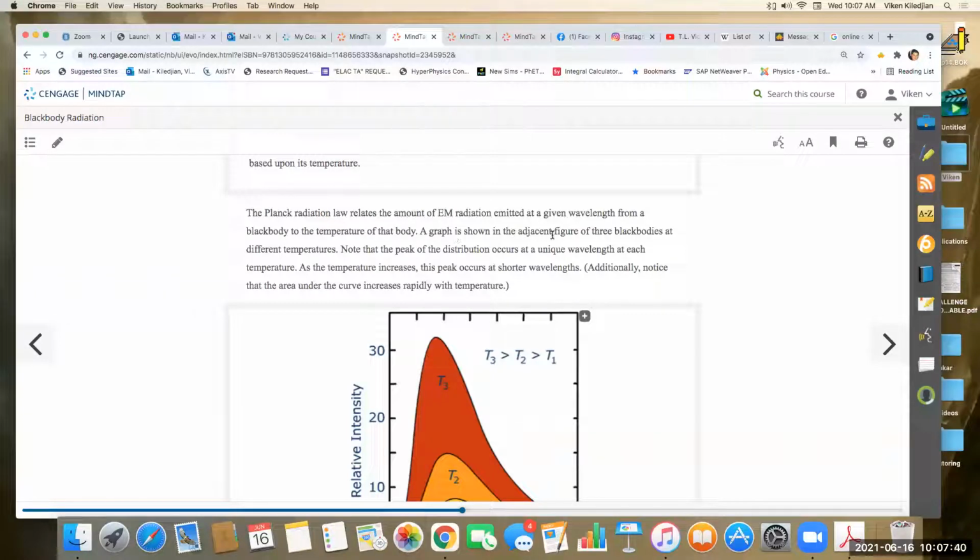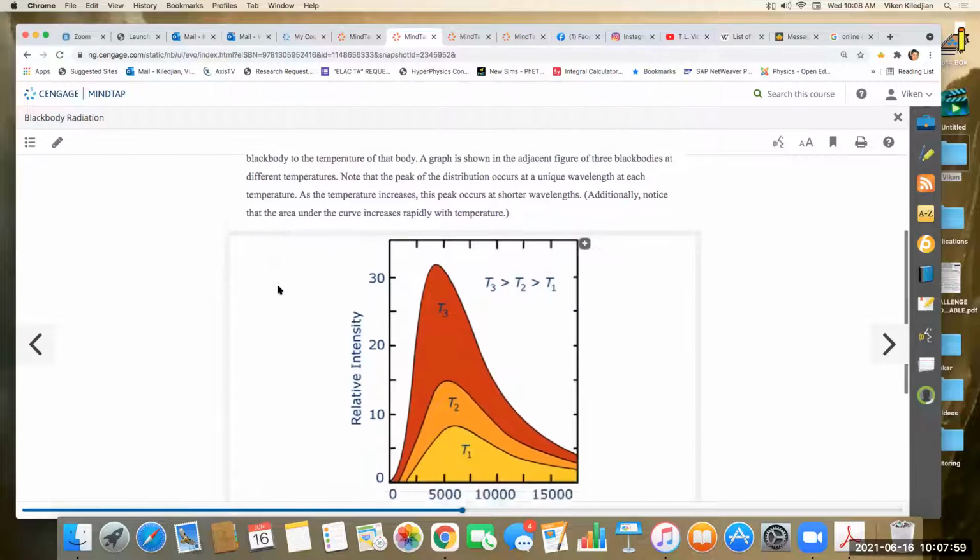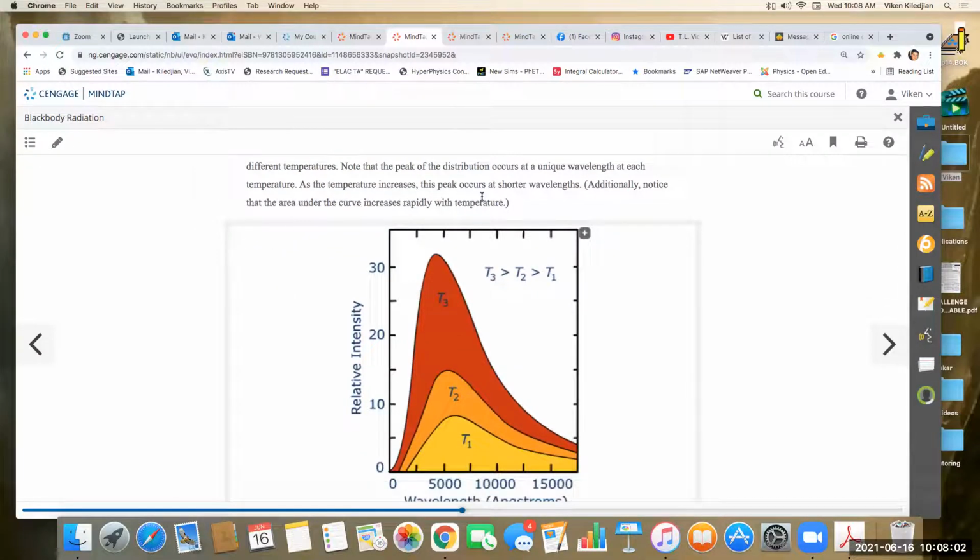A graph is shown in the adjacent figures of 3 black bodies. There you go. See, that's showing the bell curve that I was mentioning, like a curve. It goes up and down. It says, note that the peak of the distribution occurs at unique wavelengths at each temperature. As the temperature increases, this peak occurs at shorter wavelengths. Additionally, notice that the area under the curve increases rapidly with temperature.